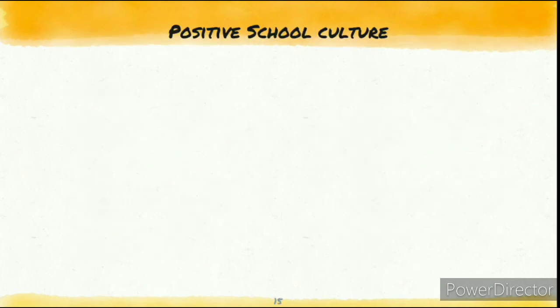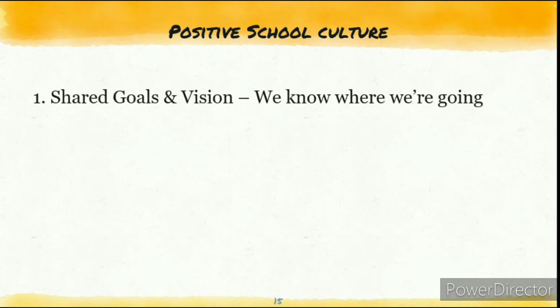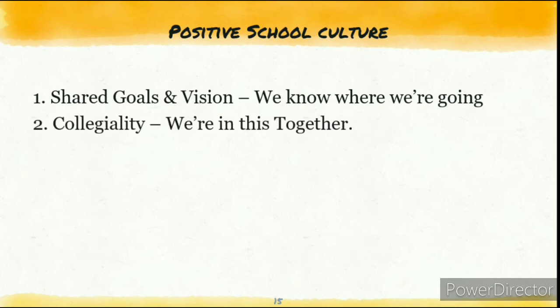A school is healthy if the members have these characteristics. Number 1. Shared goals and vision. We know where we are going. The foundation of the school culture lies on the shared mission and vision of the students, teachers, and administrators. According to Deal and Peterson, they acknowledge their current priorities and envision themselves of what they want to become in the future.